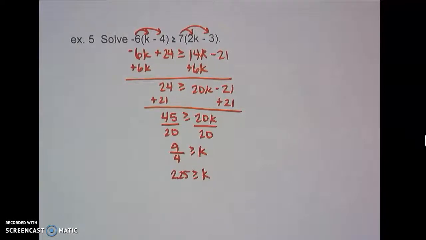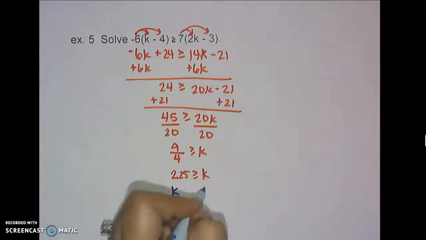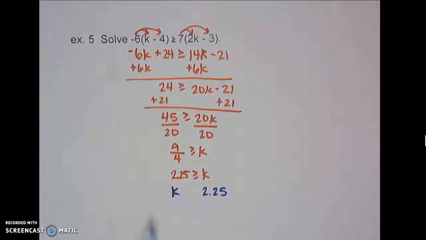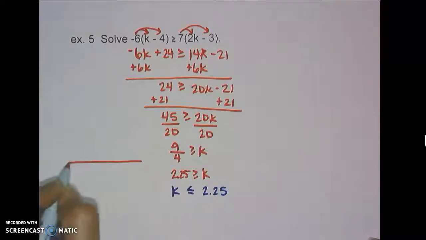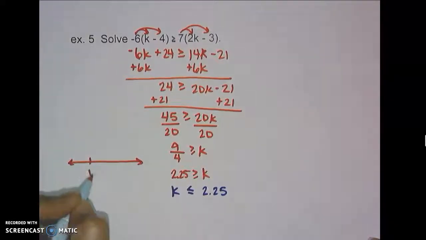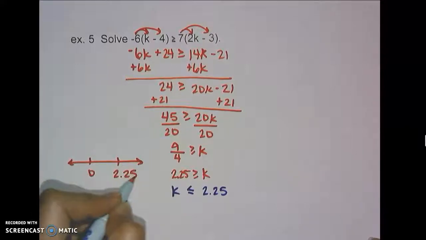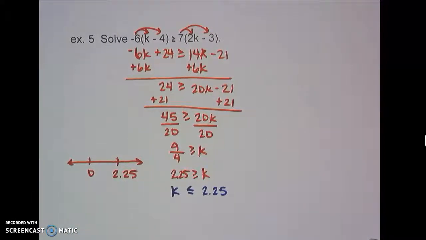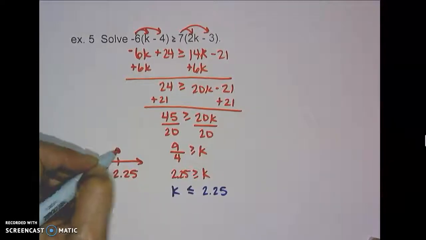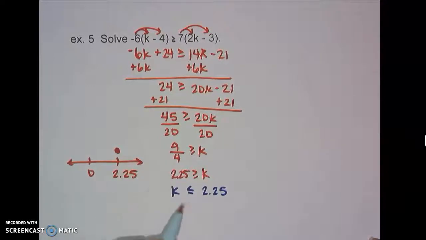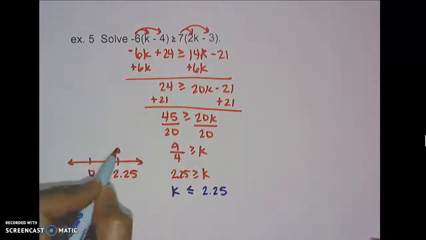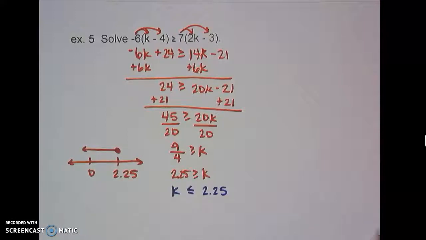To help us out to graph this, let's flip them. Since the inequality is open towards the number 2.25, we're going to make sure that it still stays open towards that. And then we'll graph over here. We need two numbers, 0 and 2.25. At 2.25, we need what kind of circle? It's going to be closed because of the equal to piece. And here we have k is less than or equal to 2.25. So we're going to draw that arrow on to the right.